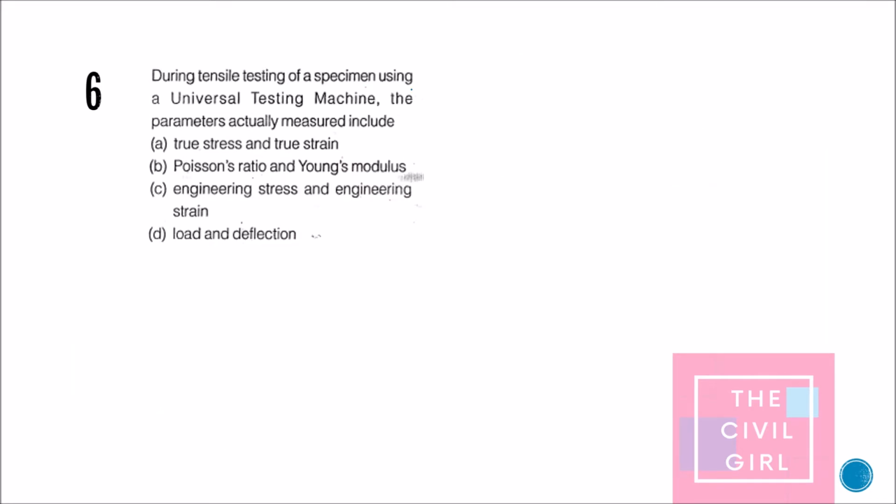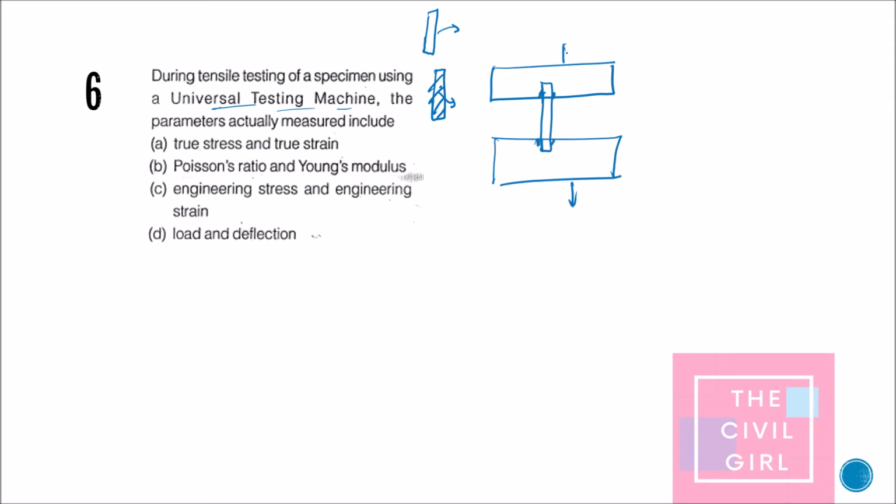During tensile test of a specimen using UTM, that is Universal Testing Machine, the parameters actually measured include what? What will we do in a UTM machine? Say I am performing tension test for a mild steel rod. Mild steel bar will be plain like this, whereas HYSD bars will have ribs like this. So say I am doing it for a mild steel bar. This is my UTM machine and I will place the rod here, and there will be locks here which will hold the rod in place, and from here the load will be applied in the opposite direction, and the applied load can be monitored in a machine somewhere here.